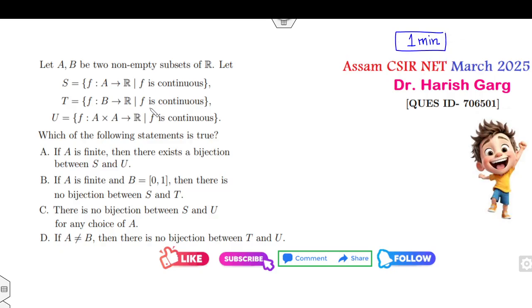In this question, A and B are two non-empty finite subsets. That means you can choose A as a singleton set, a closed interval, say [0, 1], a semi-open and semi-closed interval, and so on. There is no restriction on that. S, T and U are functions defined like this, and your target is to check the mapping for continuity. How can you solve this question in a 1 minute time period?